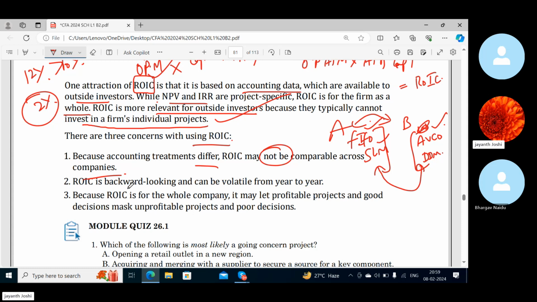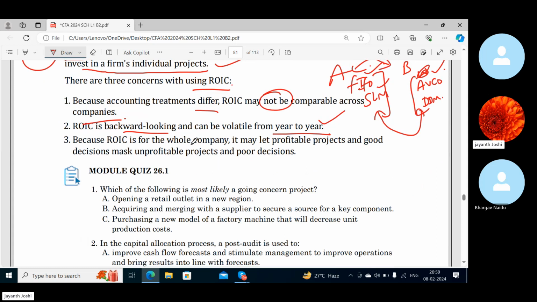Then, ROIC is backward looking and can be volatile from year to year. Of course, this is not stable. This can change because ROIC is for the whole company. That is from the investor's perspective and from the company's management perspective. It's for the whole company.